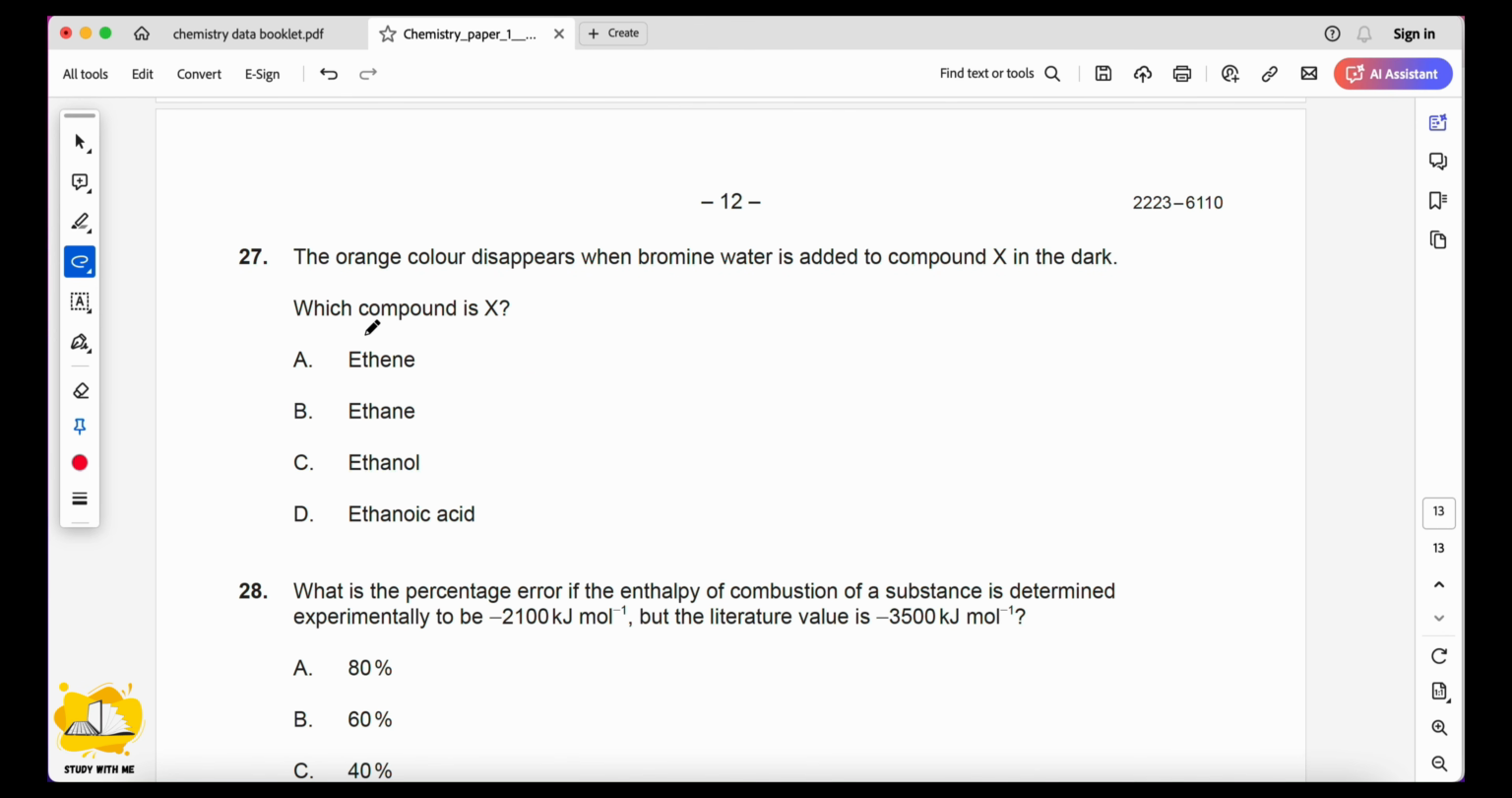The orange color disappears when bromine water is added to compound X in the dark. Which compound is X? To differentiate between alkanes and alkenes, we can use bromine water. If it's an alkane and we add bromine water, there is no color change. But for an alkene, if we add bromine water, the orange color of the bromine water will change to colorless. Therefore, it will be ethene because it's an alkene.